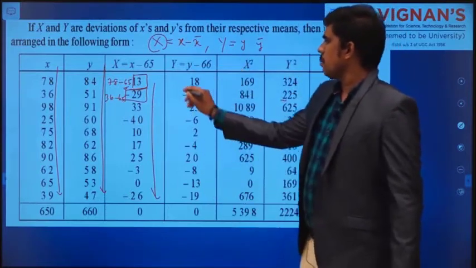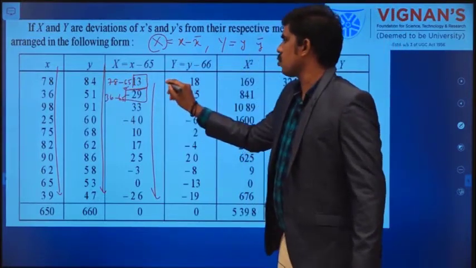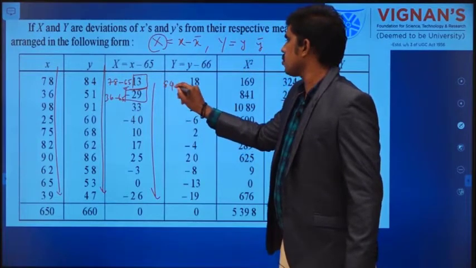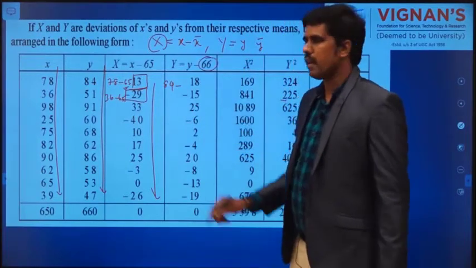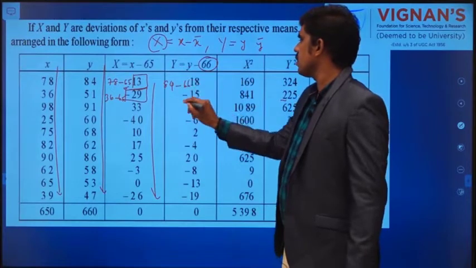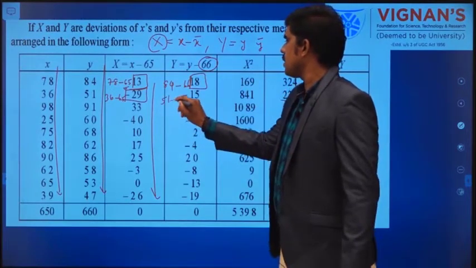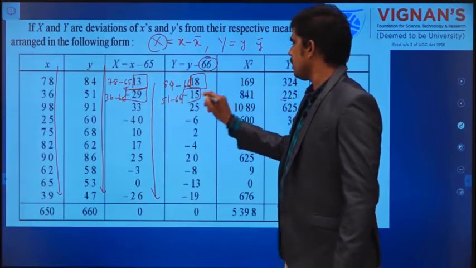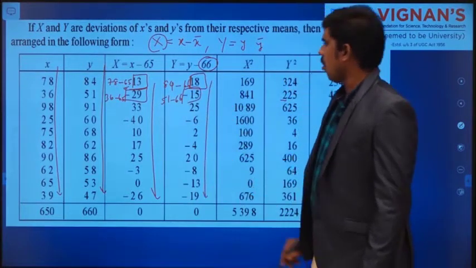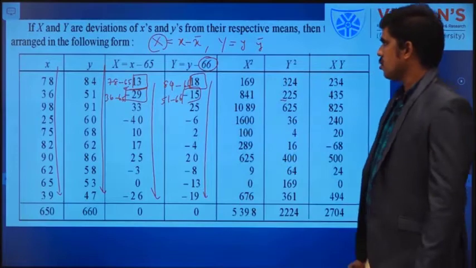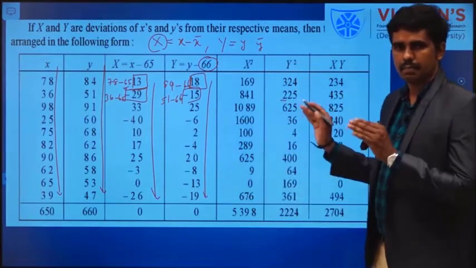This is y minus y bar. The corresponding y, in the first row, y is 84 minus y bar. I fixed y bar; I found y bar is 66. So what am I getting? 18. Similarly 51 minus 66, what am I getting? Minus 15. In this way you find all this y minus y bar. So I know capital X and capital Y.